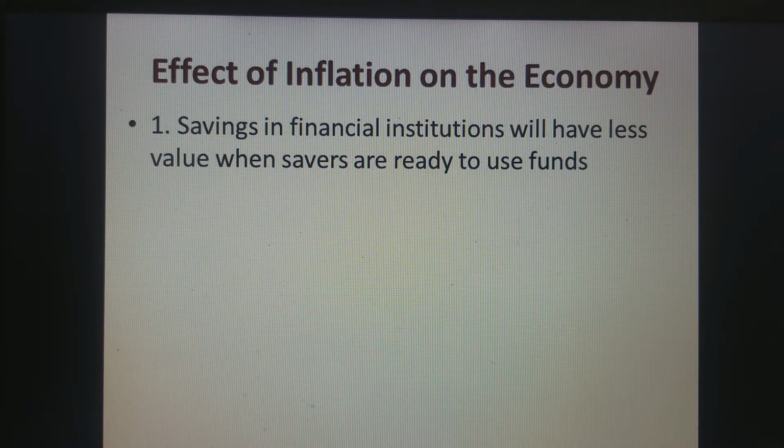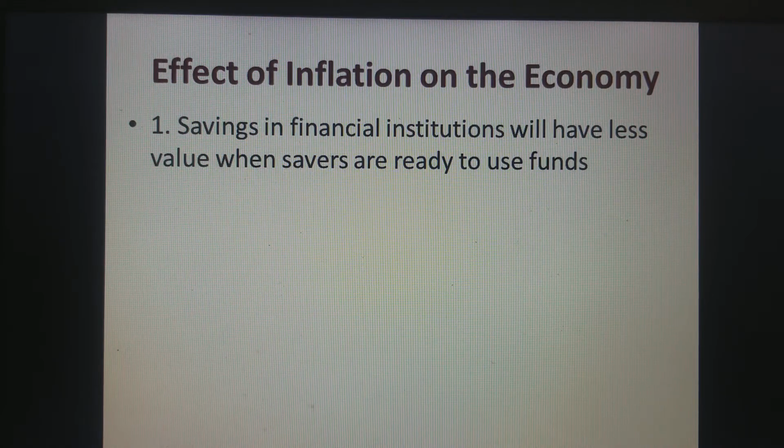So when you put money into the bank, say you put $100 in the bank, if inflation continues to rise, then the value and the purchasing power of your money will be lost in the future, right? So it does not encourage savings.